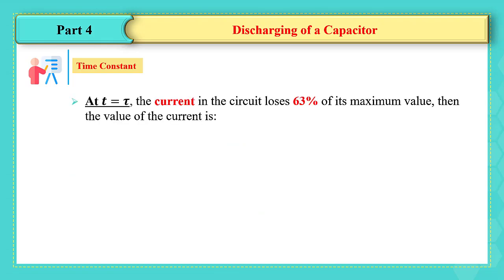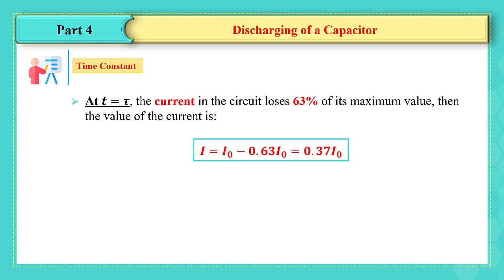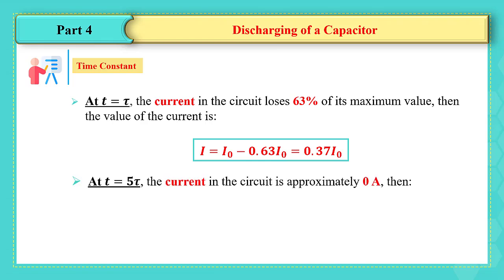At time t equal to tau, the current in the circuit loses 63% of its maximum value, then the value of the current is I equal to I0 minus 0.63 I0, which is equal to 0.37 I0. Then at time t equal to tau, the current circulating in the circuit will be equal to 0.37 I0. At time t equal to 5 tau, where the capacitor is practically fully discharged, the current in the circuit is approximately 0, then I is equal to 0.